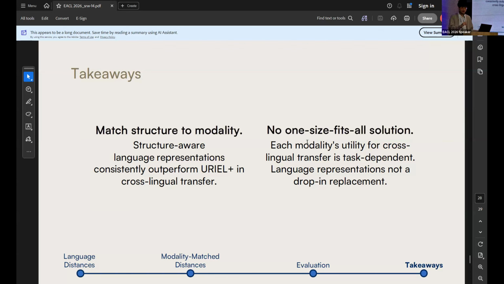And this does echo the findings of previous papers such as Blaschke et al. in 2025, where we find that each of our new representations has a task-dependent impact on performance loss. And so we caution that our new language representations should not be used as a drop-in replacement where we just simply swap out everything with our new representations and expect it to perform necessarily better.